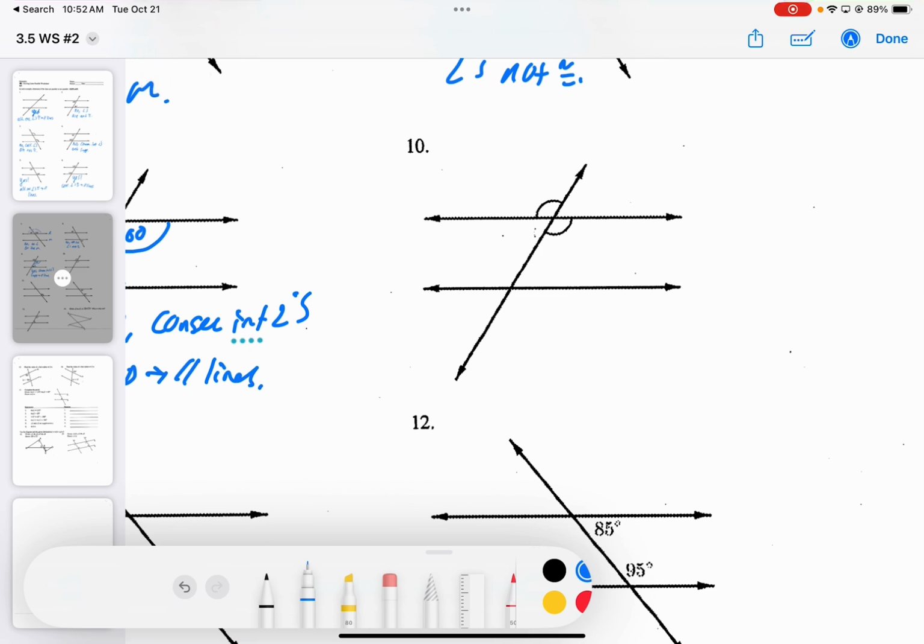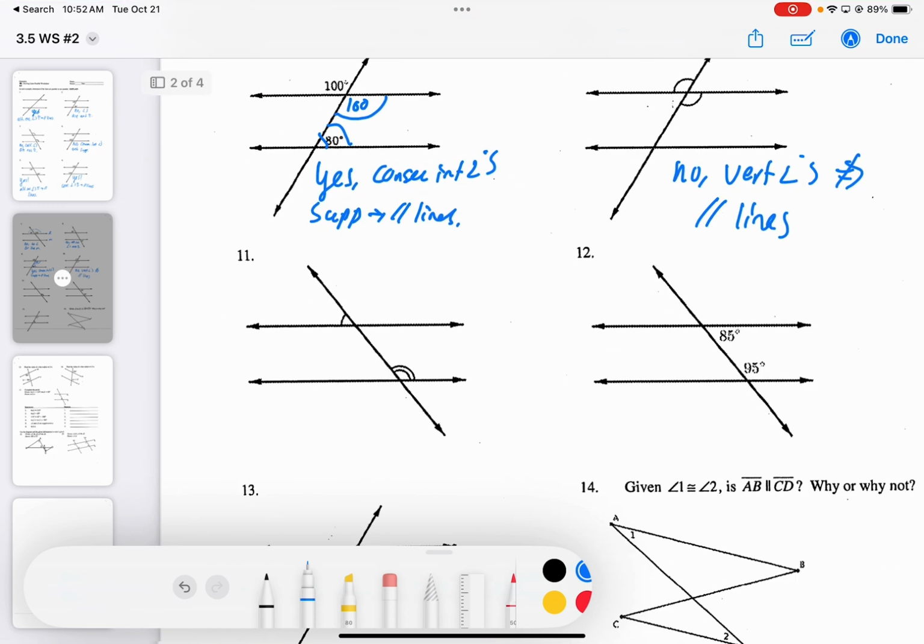Kyle Cunningham, number 10. What type of angles do you have in number 10, Kyle? Vertical? They are vertical angles. Is that going to tell me that lines are parallel? No. I mean, that tells me that they're vertical angles, but that's it. So we would say no, vertical angles does not imply parallel lines.